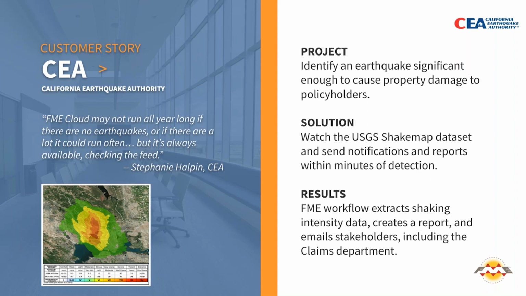And when new maps become available, the system immediately identifies if earthquakes in their coverage area are strong enough to pose significant damage. And if so, the workflow extracts shaking intensity data from shapefiles, places it into a report, and emails stakeholders, all within minutes of earthquakes being detected. They use FME Cloud, which Safe Software fully hosts in an AWS environment, and that provides time and cost savings over maintaining in-house servers.